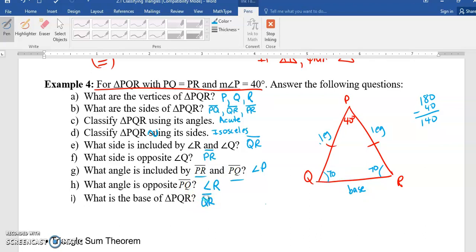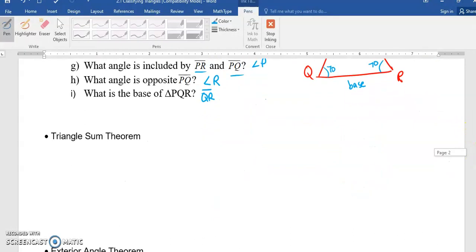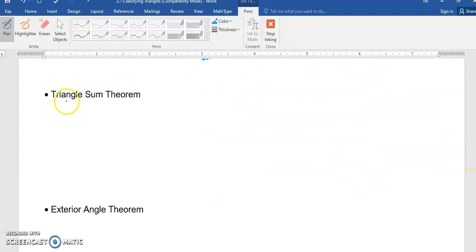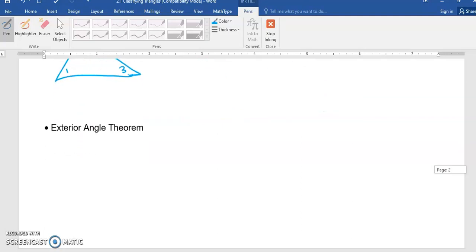Okay, so the first part was just getting that picture drawn properly and then answering those questions. A couple more little pictures or definitions for us. The triangle sum theorem we've actually used a few times. The three angles of a triangle add up to 180. So the measure of angle 1 plus the measure of angle 2 plus the measure of angle 3 will equal 180 degrees.